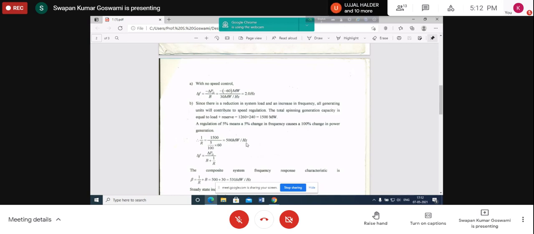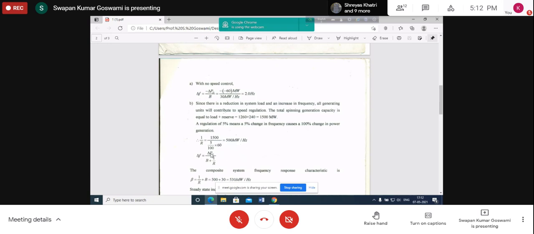So the governor changes the frequency. The governor regulation parameter is actually 1 upon R. We can calculate 500 megawatt per hertz as the value of 1 upon R, because R is 5%. 5% of 60 hertz is the change for a generation change equal to 1500 megawatt. Or you can say that 1 upon R equals 1500 megawatt divided by 5% of 60 hertz, which is 500 megawatt per hertz.